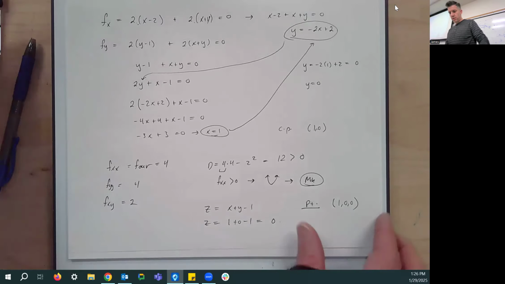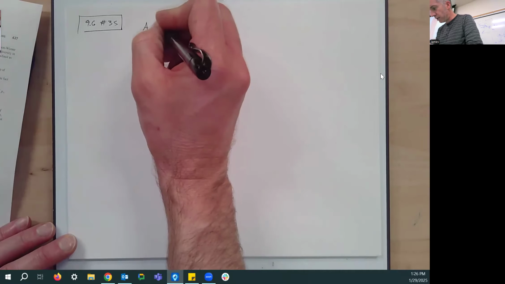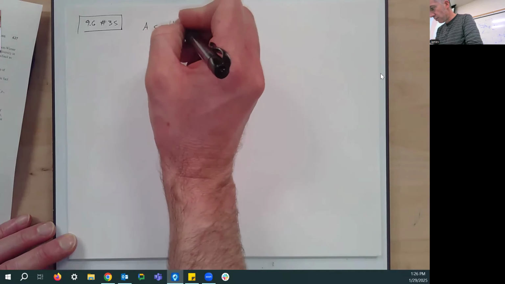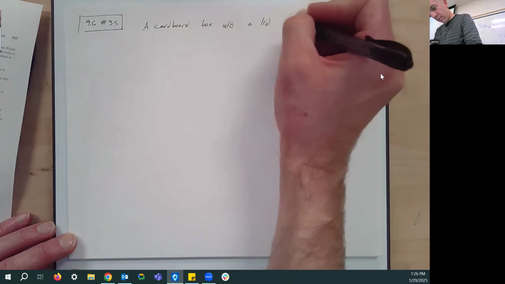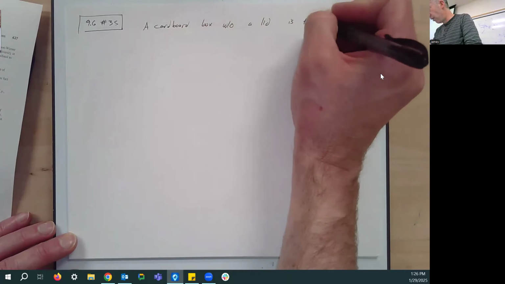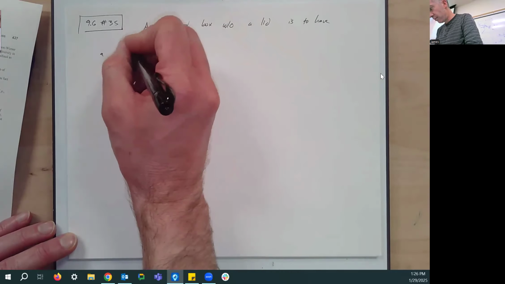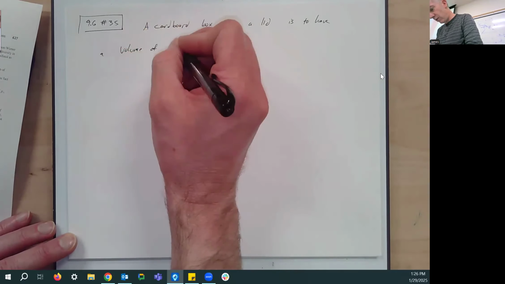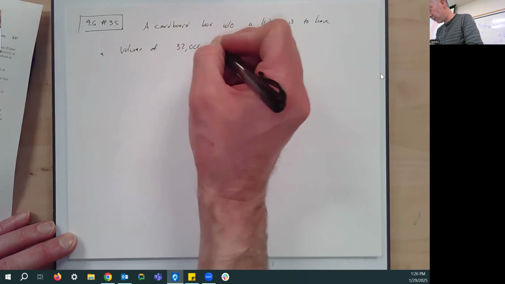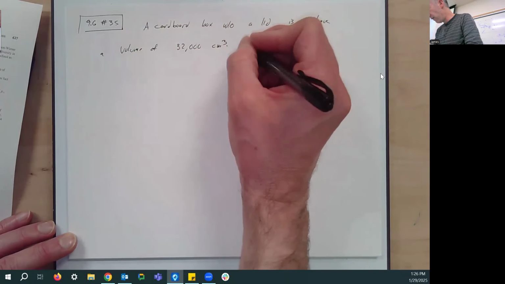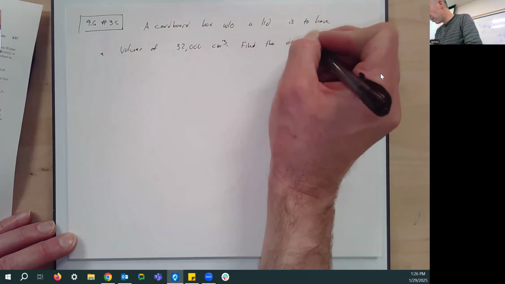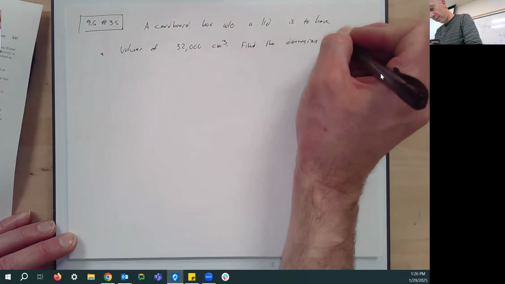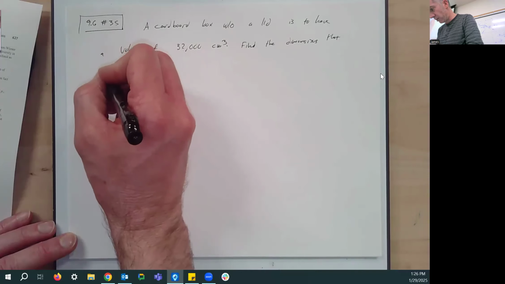So 9.6, number 35 says a cardboard box without a lid is to have a volume of 32,000 cubic centimeters. Find the dimensions that minimize the amount of cardboard used.